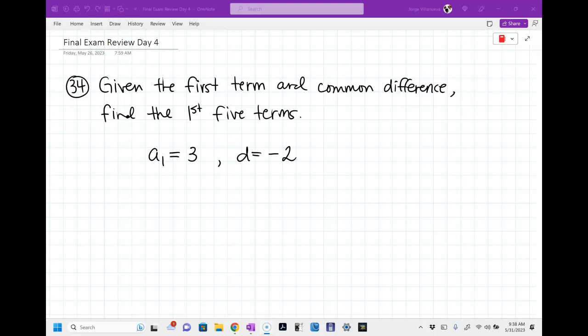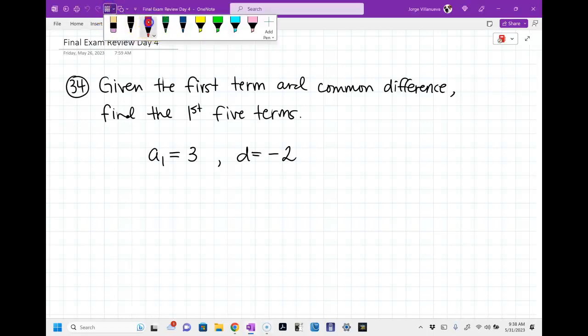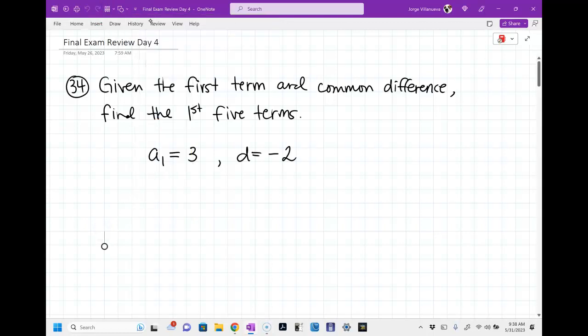Number 34, given the first term and common difference. So remember, common difference means that it's arithmetic, right? Not geometric. So this is an arithmetic sequence. It says find the first 5 terms. So I'm just going to make 5 underlines here because they want me to find the first 5 terms.